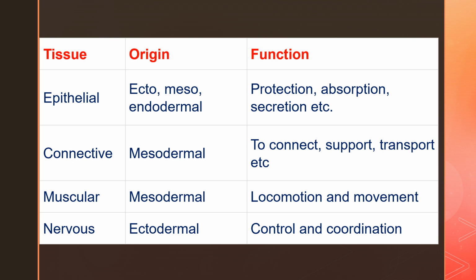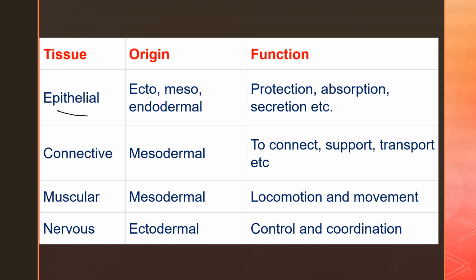Now coming to these different types. Epithelial tissue always provides covering. Epi means upon, and thelial means lining or growing. So these epithelial cells always provide a covering to the body, to the organs, or to the cavities.